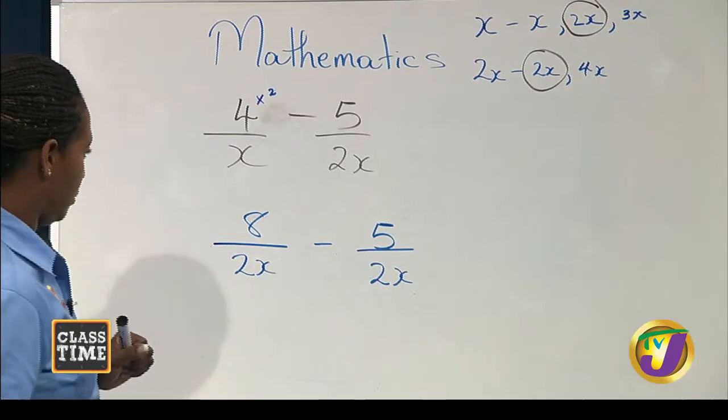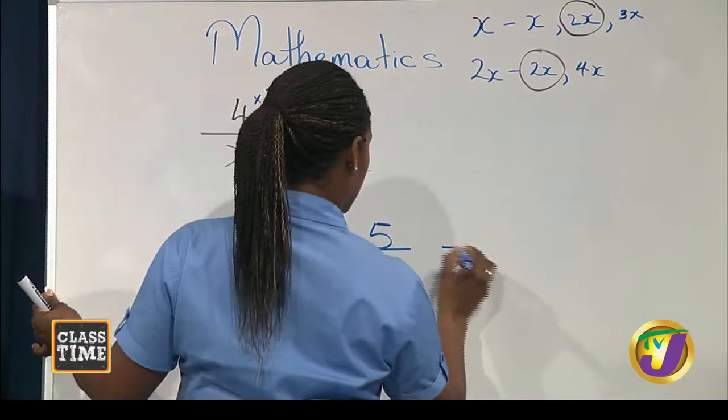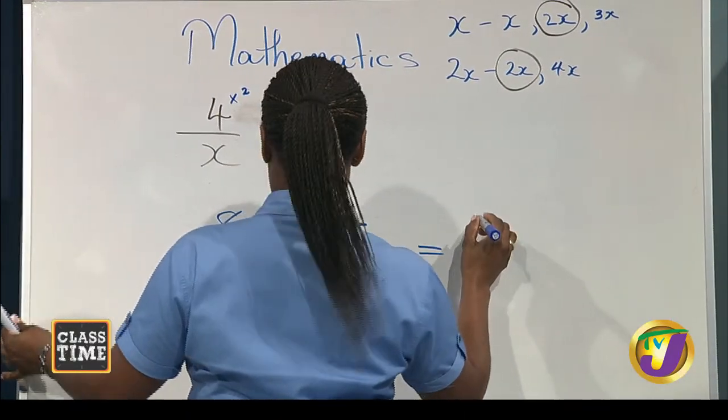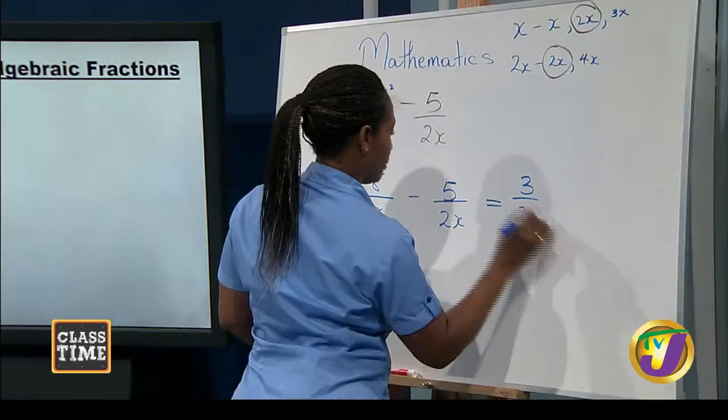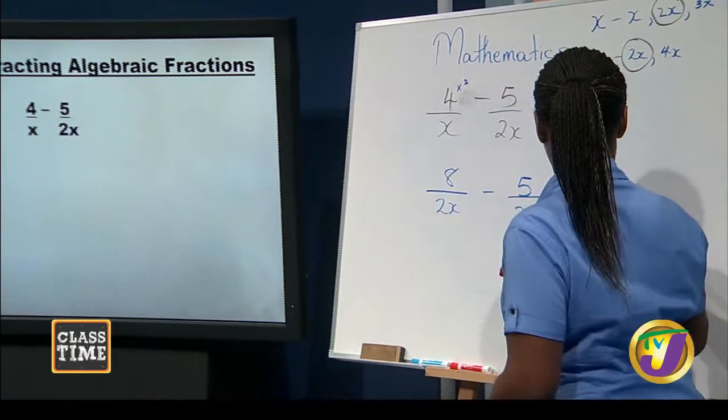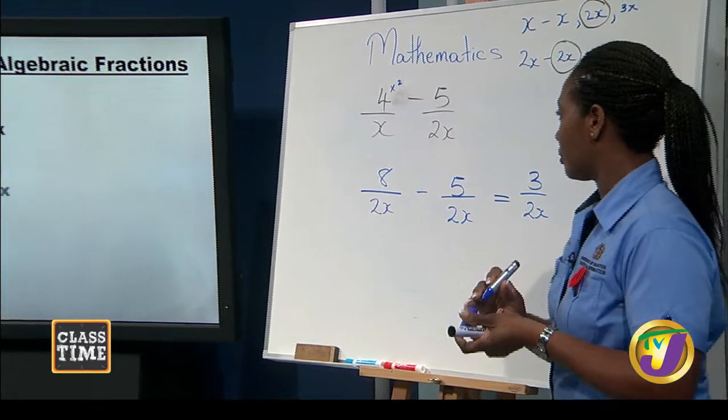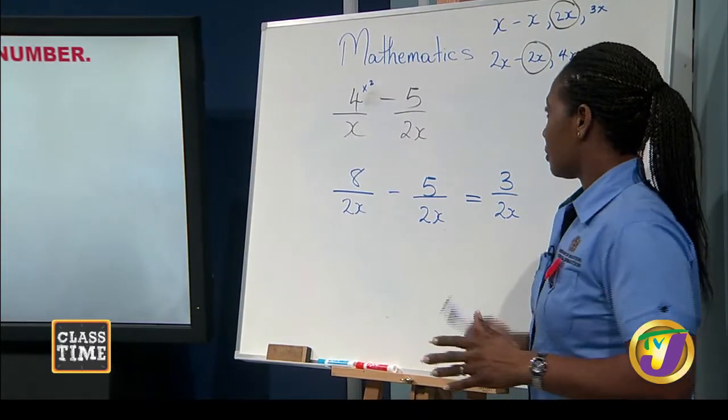And now we need to simplify. So 8 minus 5. Remember, both of them are equivalent fractions. They belong to the same whole. So we just subtract the numerators, which gives us 3 divided by 2x. Good job, Tamika.